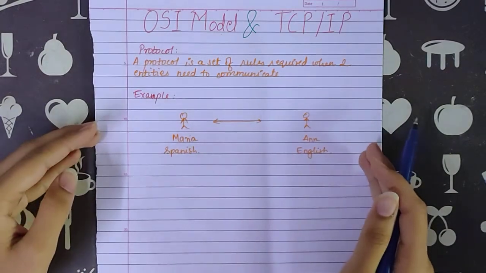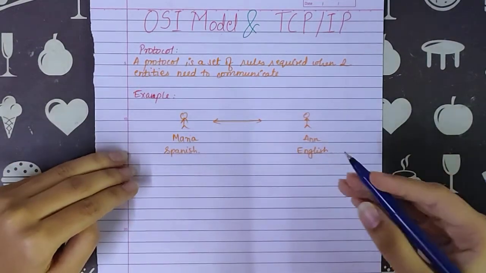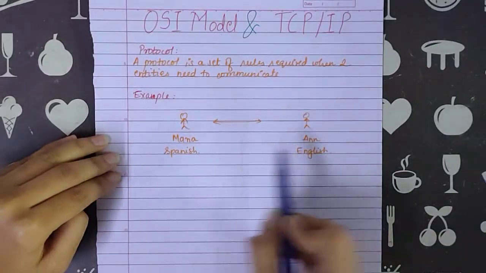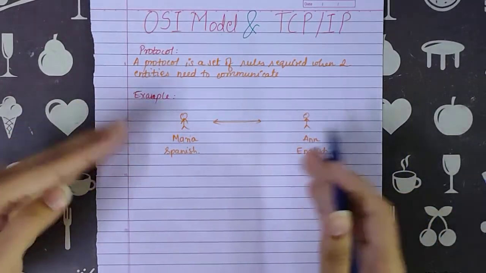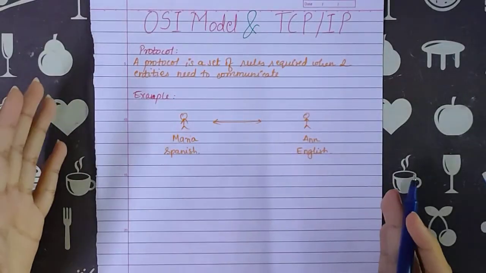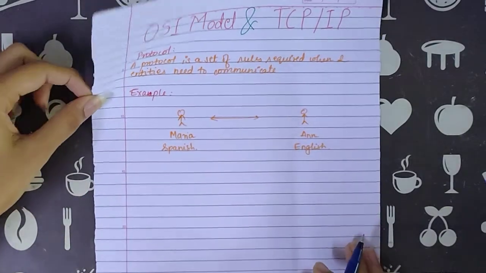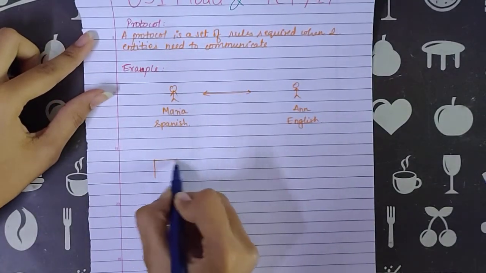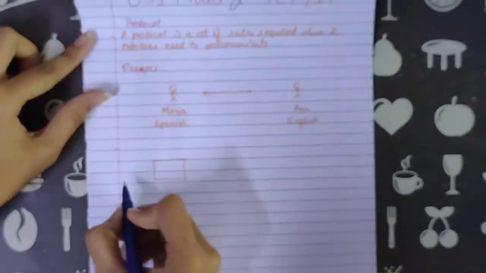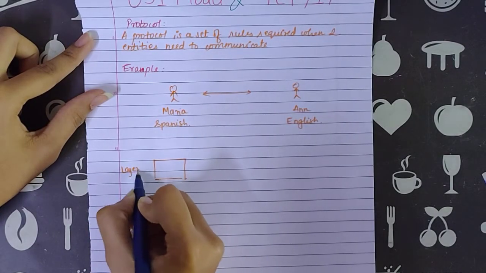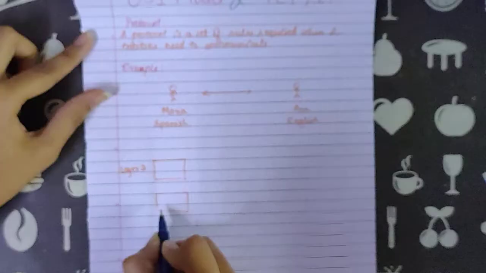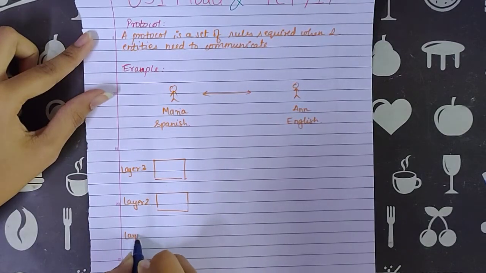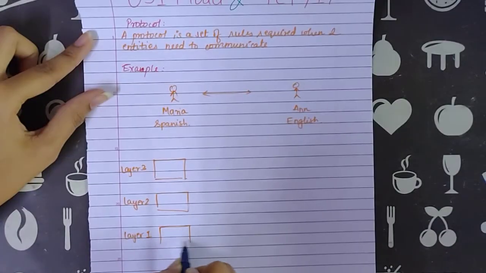But there's a condition here. Assume that Anne needs to travel out of town due to her job. Now, how do they communicate with each other? This is when the communication structure comes into play. This communication structure is divided into three layers: layer 3, layer 2, and then layer 1.